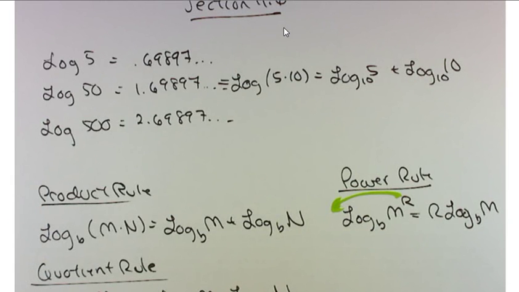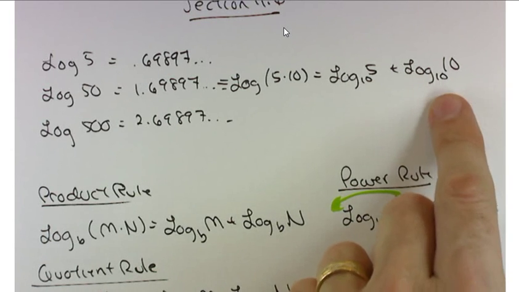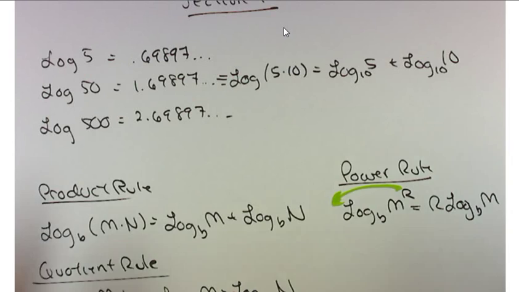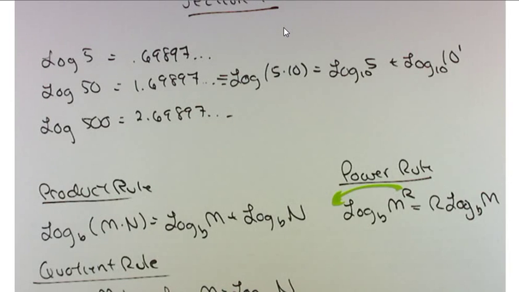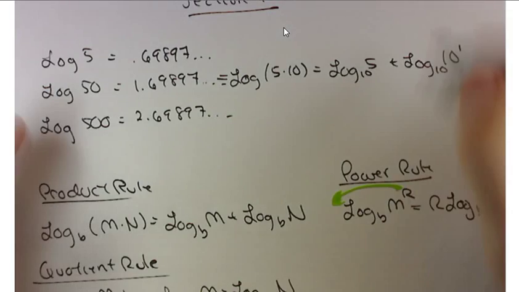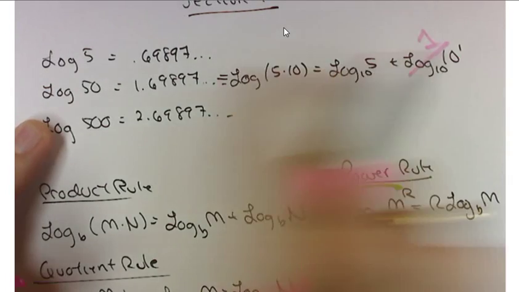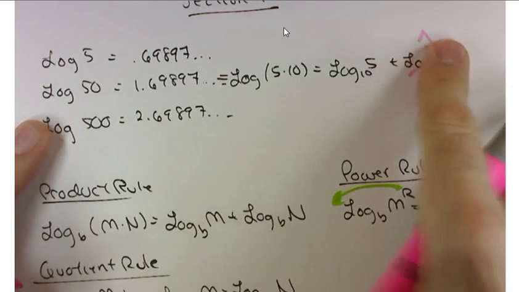And now we see something that I highlighted a little bit in the last section. What's the log base 10 of 10 to the first power? Anyone want to guess on that? It's just 1. So this is a 1. So it's basically the log of 5 plus 1.